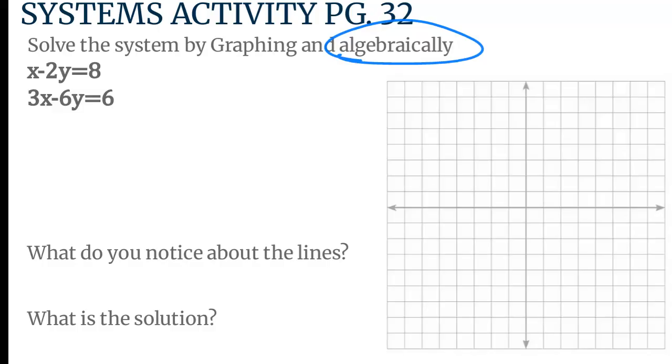I got a question. When it says algebraically, that means like. That's using either elimination or substitution, doing algebra to figure it out. Okay.